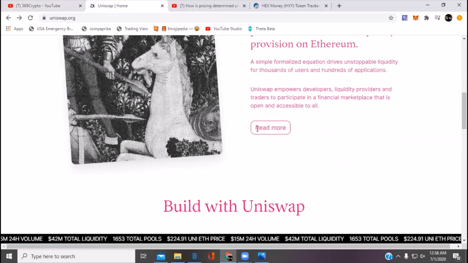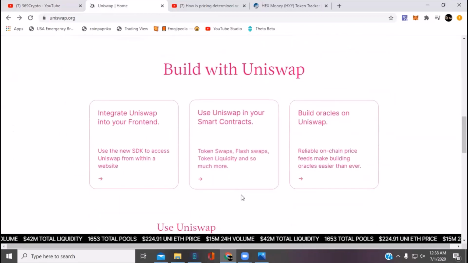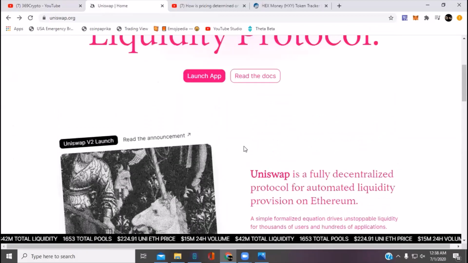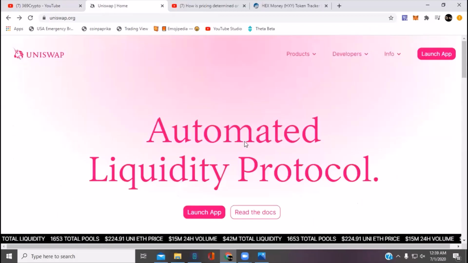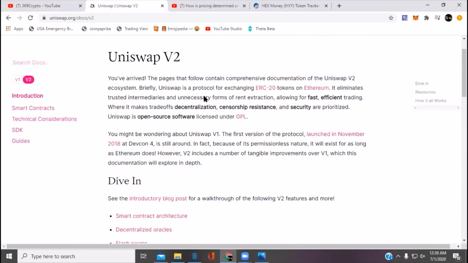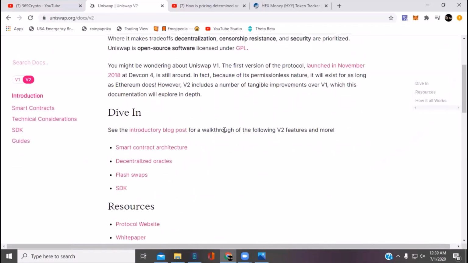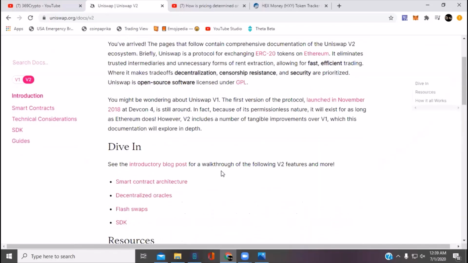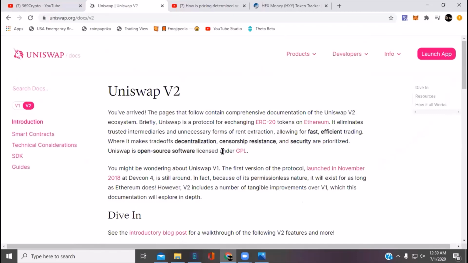Uniswap is a decentralized exchange that uses smart contracts to swap between tokens, and almost all ERC20 tokens are available on it. You can read more at the docs here. It talks about smart contracts and what's going on with Uniswap and other resources. Today I want to talk a little bit about liquidity and being a liquidity provider on Uniswap V2.